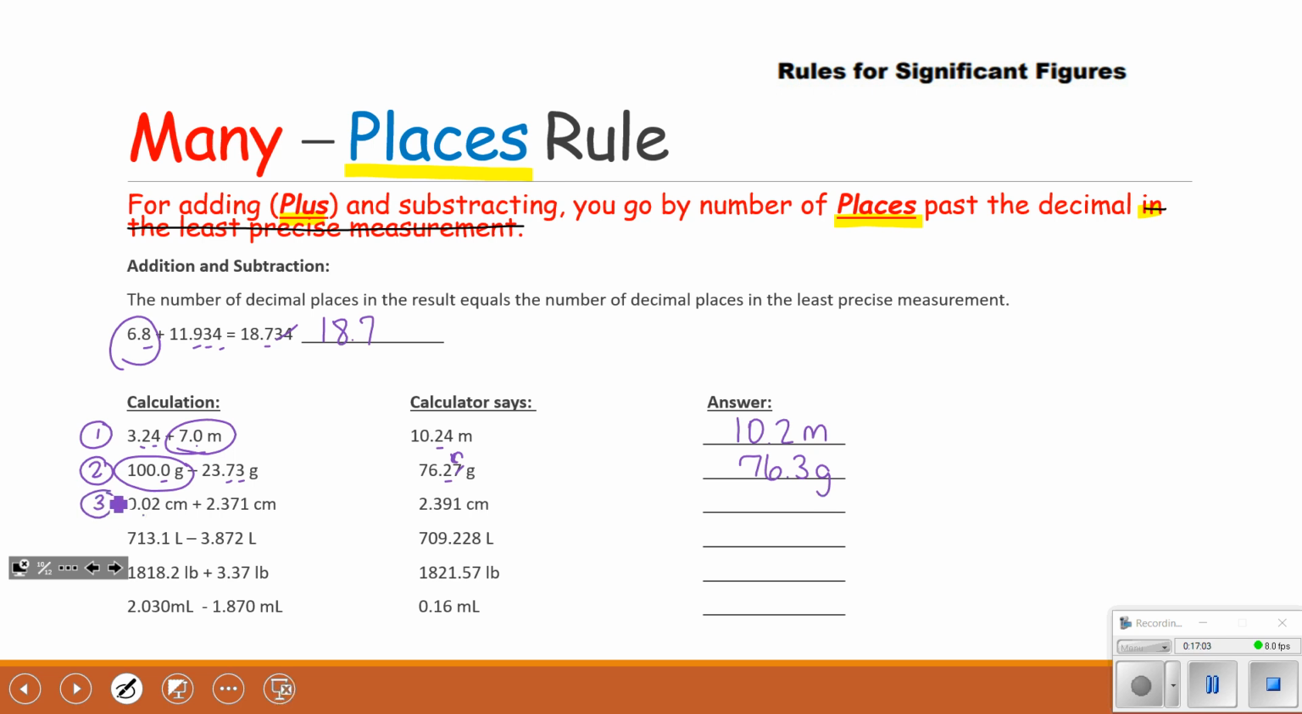Number 3, you have 2 places following the decimal. For this one, you have 3 places after the decimal, so this is the one you keep. And you hold on to 2 places following the decimal, and you drop that 1. So this is expressed as 2.39 centimeters. For number 4, you have 1 place past the decimal. Here you have 3 places past the decimal. You're only going to hold on to 1 place after the decimal, which is the 0.2 here, and you drop the rest. So that is 709.2 liters.